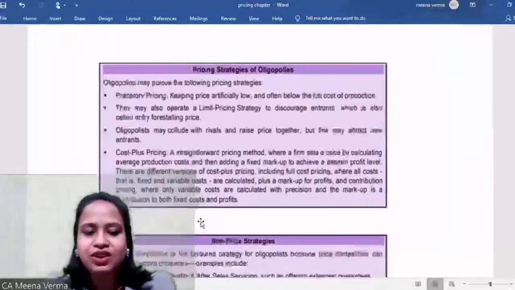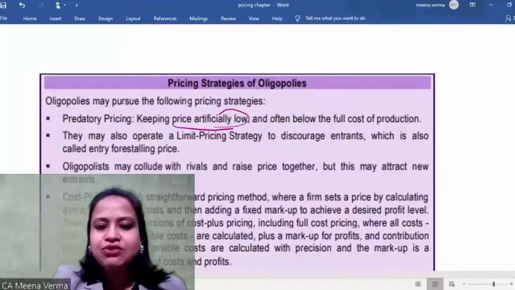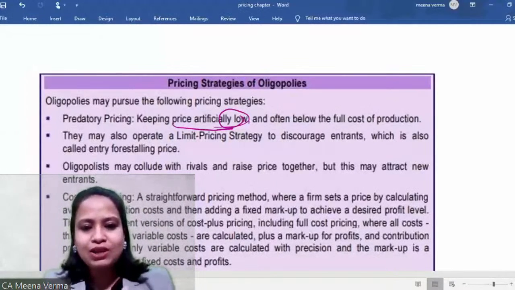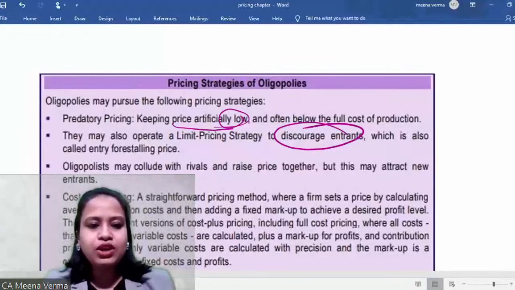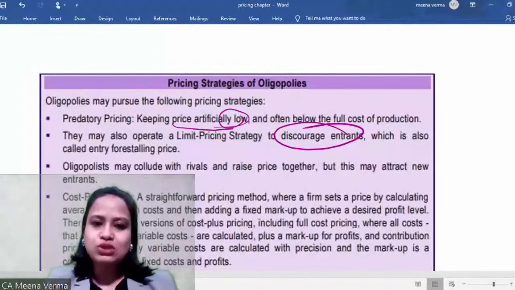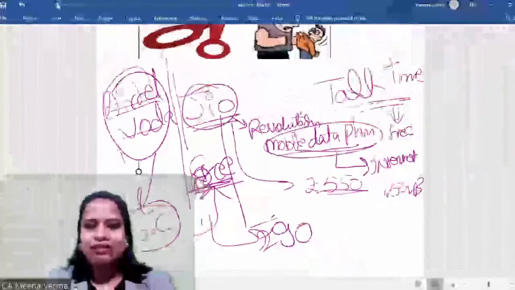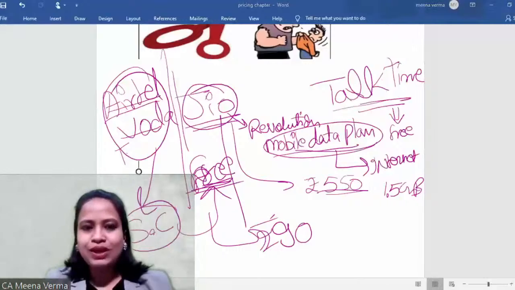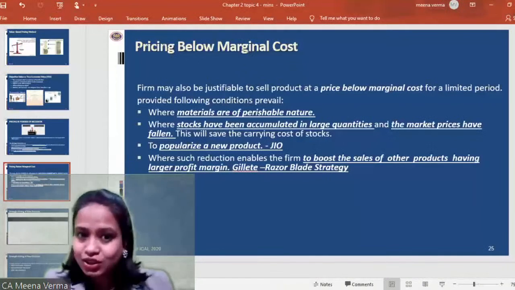Where this predatory pricing, why this happened? This is keeping price artificially low, and this generally you do in order to eliminate, in order to discourage your competitor from the market. You want to remove them from the market. For this you do this predatory pricing. Okay, you follow this predatory pricing strategy. Okay, I hope the meaning of predatory pricing strategy is clear to all of you.